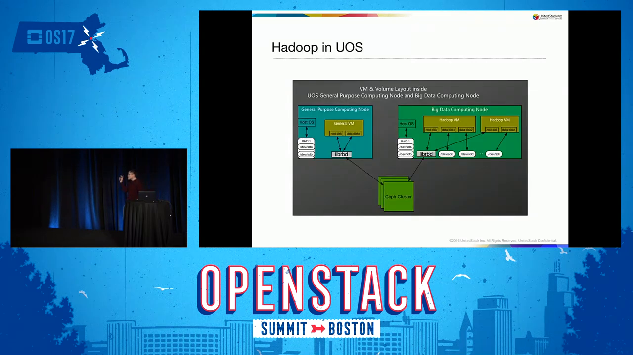So based on those considerations, our general purpose computing node is for the general VMs. That is, its root disk and data disk are based on librbd. And for the big data computing nodes, the Hadoop VMs are different from the general purpose VMs. Its root disk is also based on Ceph volumes, but the data disk directly uses the raw devices on the local nodes, so it will achieve the highest performance.